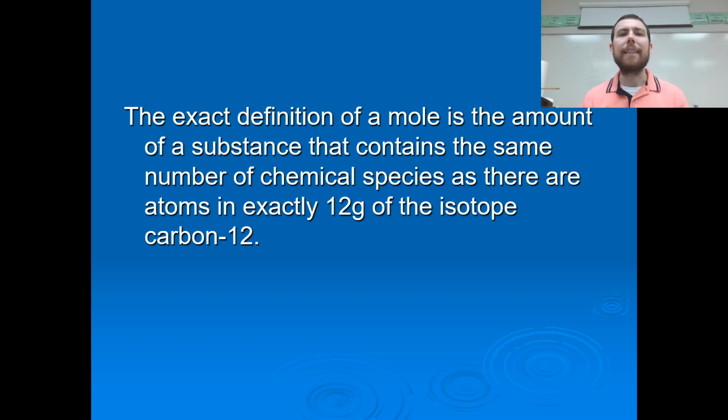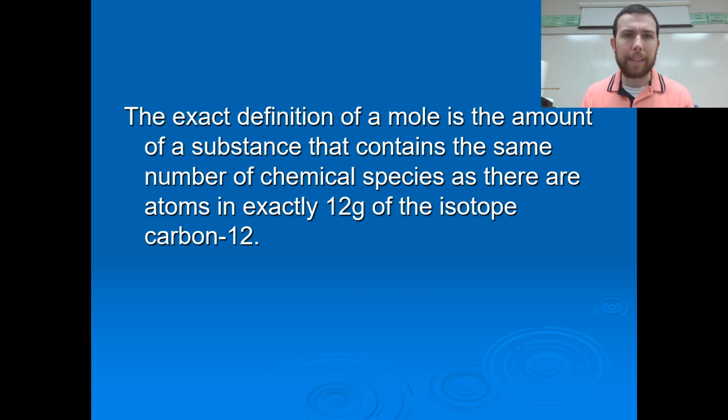Now, when we look at the definition of the mole, if you had to look at a textbook definition, it would say that the mole is the amount of substance that contains the same number of chemical species, particles, as there are atoms in exactly 12 grams of the isotope carbon-12. That is the exact definition, because scientists picked a standard isotope, determined the number of particles in that, and then based everything else off of that particular reference isotope.